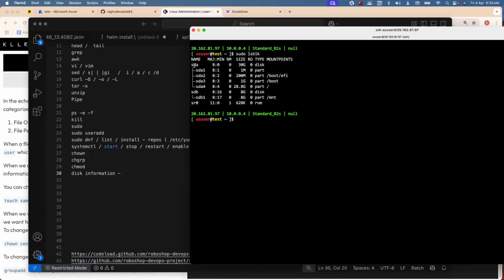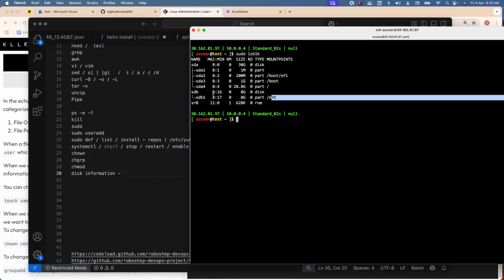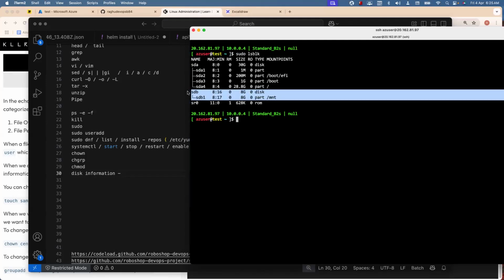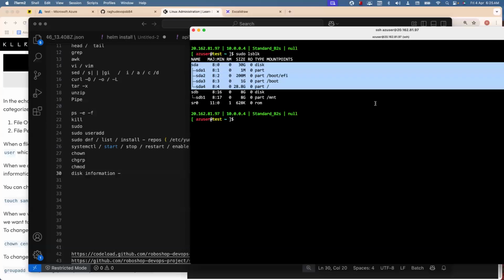So I have SDA, which is one hard disk, and SDB, which is the second hard disk. So this machine has two hard disks. The second hard disk does not belong to you, by the way. It is actually used by Azure for some reasons behind the scenes. Forget about this for now. This is actually your disk.